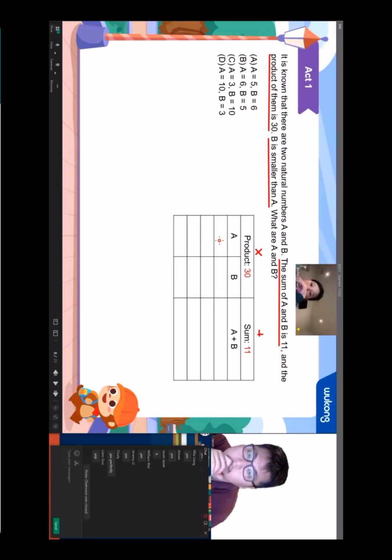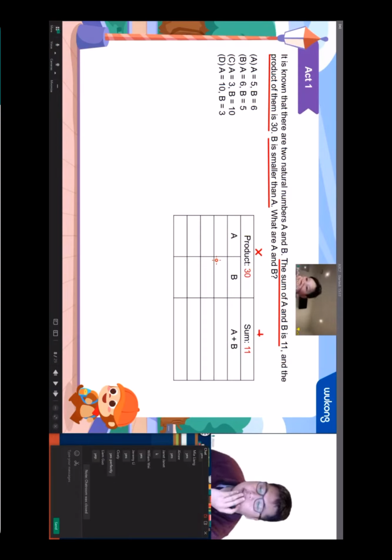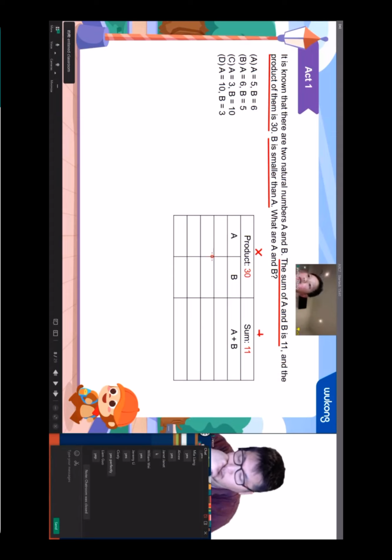I guess A first. I guess. Sorry? Tell me what numbers I should write down first on the first row. 5 and 6. No. Remember, I want to start with small numbers first and then go up. Then 6 and 5 then. 6 and 5.